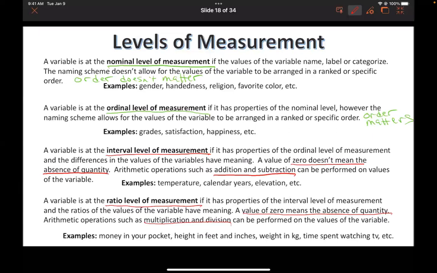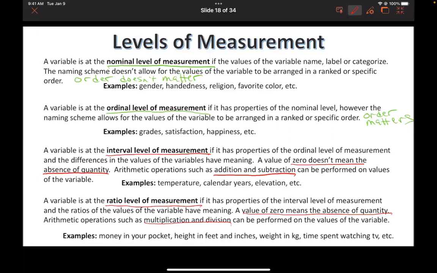Height in feet and inches. 0 would mean absence of quantity. If something's 0 feet tall, there's nothing there. But you can say that fence is twice as tall as the other fence. That math works, multiplication and division. I want the fence in front to be half as tall as the fence in back. Makes sense.